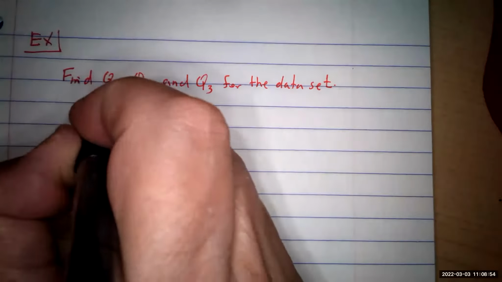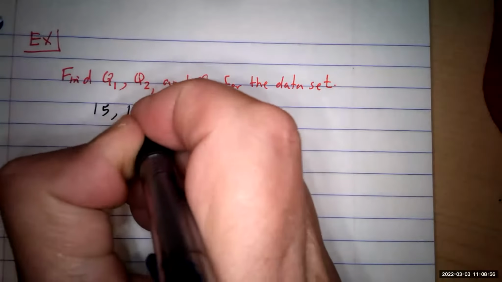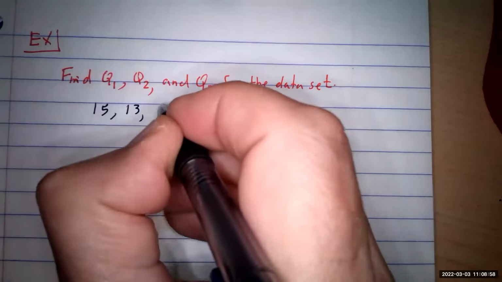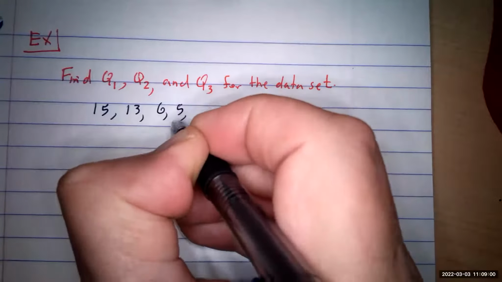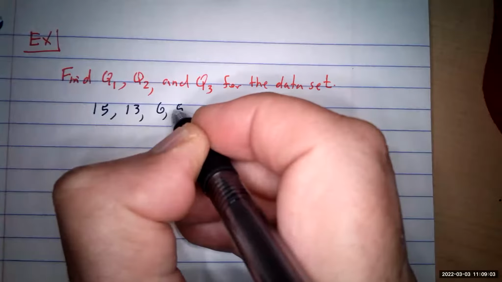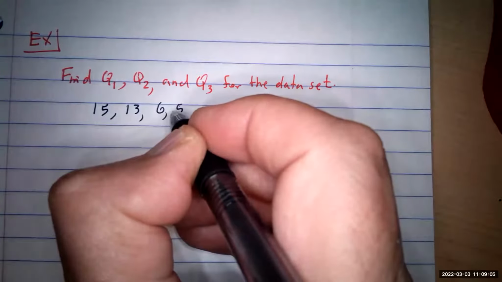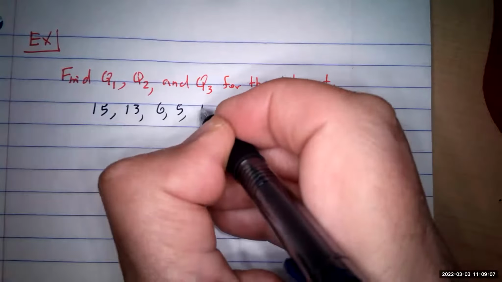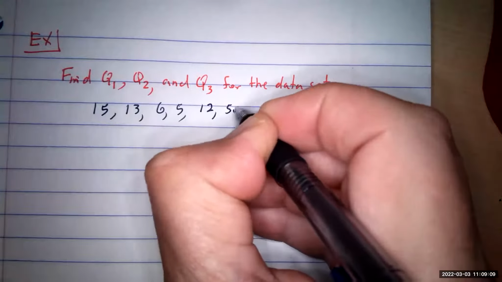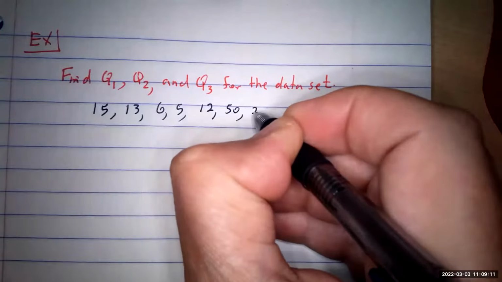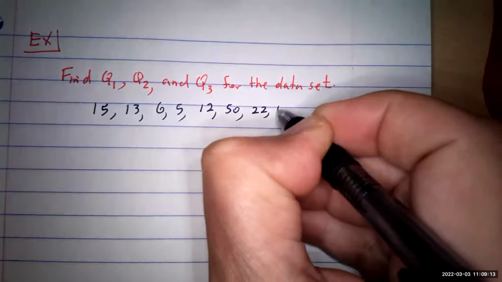The numbers are 15, 13, 6, 5, 12, 50, 22, and 18.